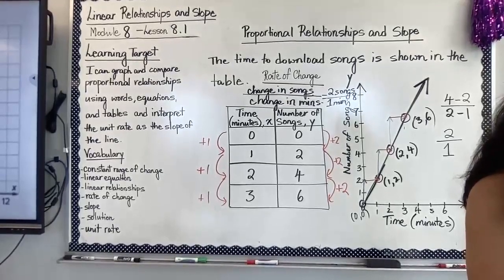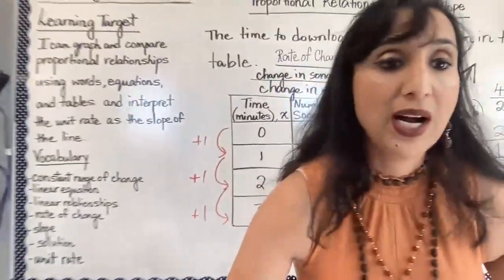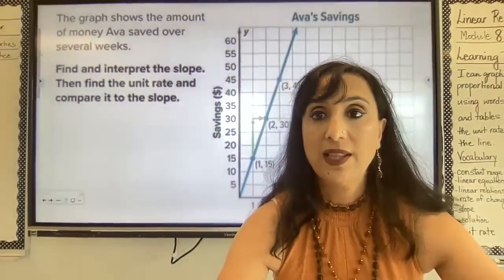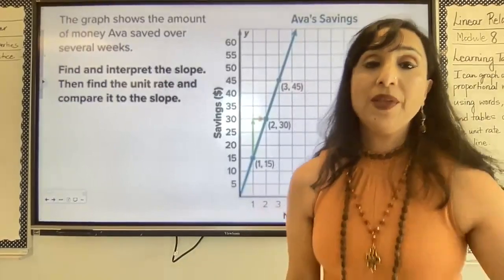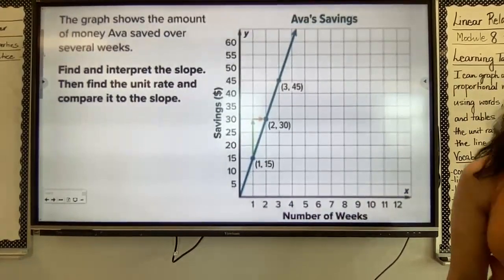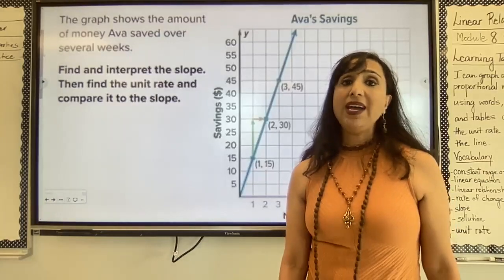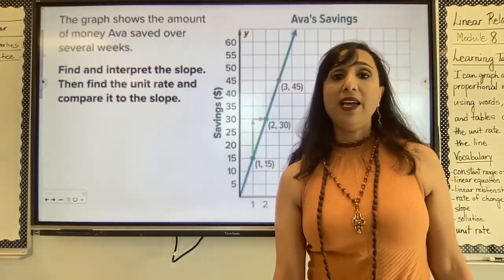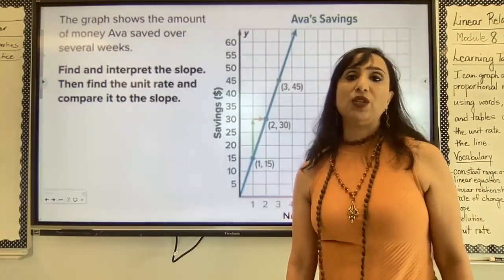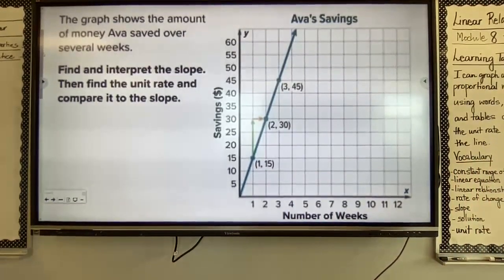All right, now let's go ahead, and I am going to take you to my whiteboard for an example. Okay, so let's look at this. The graph shows the amount of money Ava saved over several weeks. Find and interpret the slope, then find the unit rate and compare it to the slope. Okay, so let's look at this one. And to find the slope, we're going to find the constant rate of change.